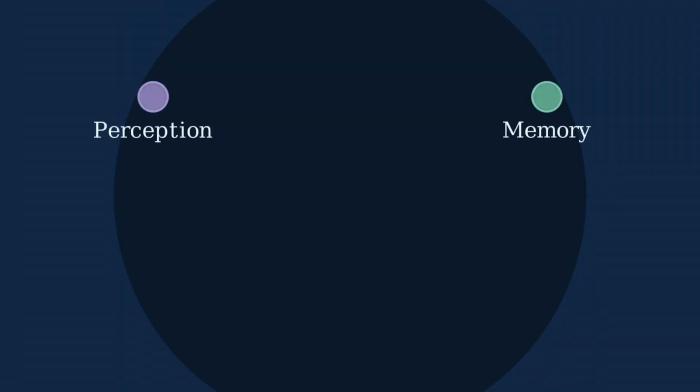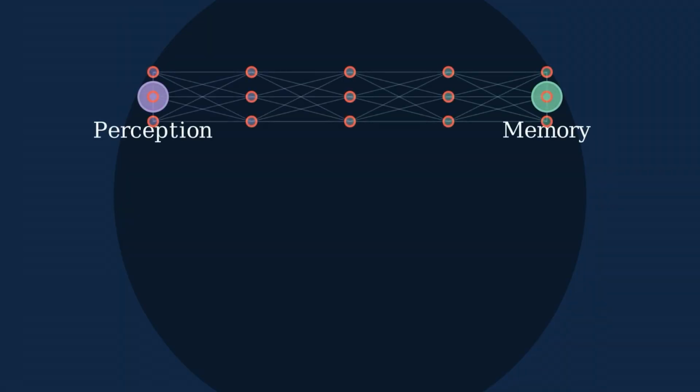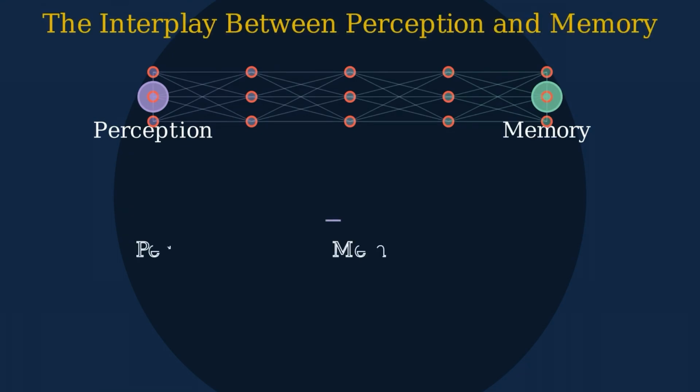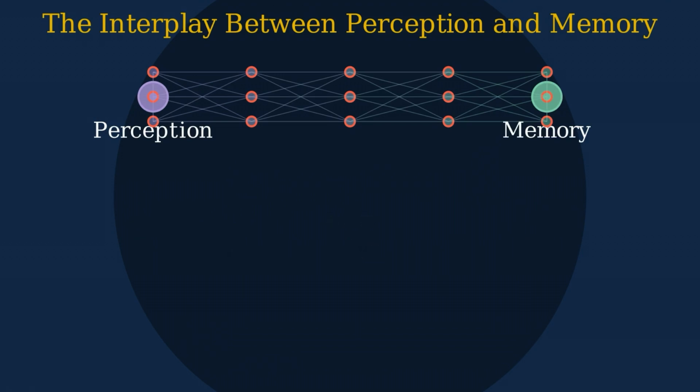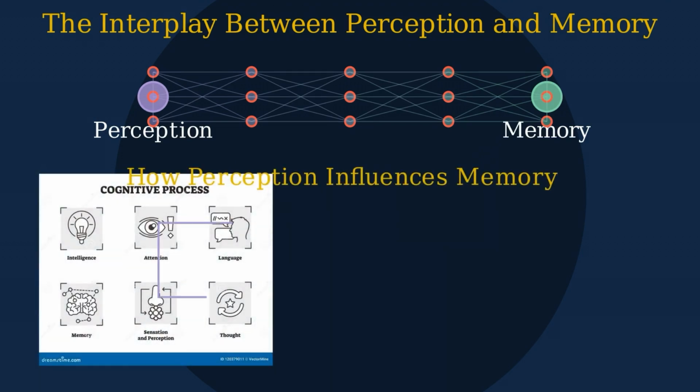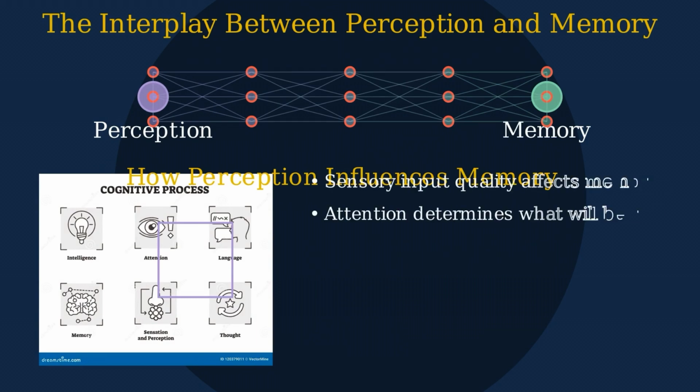Perception and memory are not isolated processes. They constantly interact with each other. What we perceive influences what we remember, and what we remember influences how we perceive new information. Our perceptions, how we see, hear, touch, taste, and smell, form the foundation of what enters our memory system. The quality of our sensory input influences the strength of our memories.